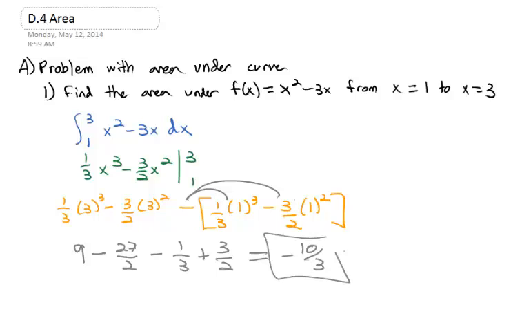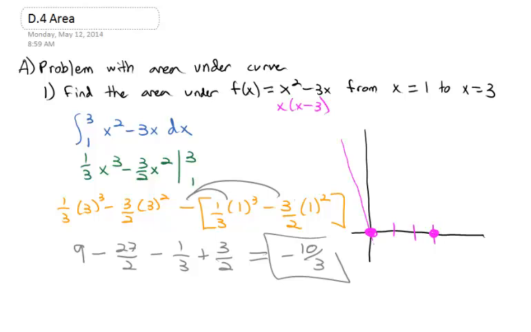Well, wait a minute. The question was to find the area. How is the area negative? Well, this might help by looking at a picture of what's going on here. X squared minus 3x, if we were to factor that, it would be x times x minus 3. So we have a 0 at 0 and 3.